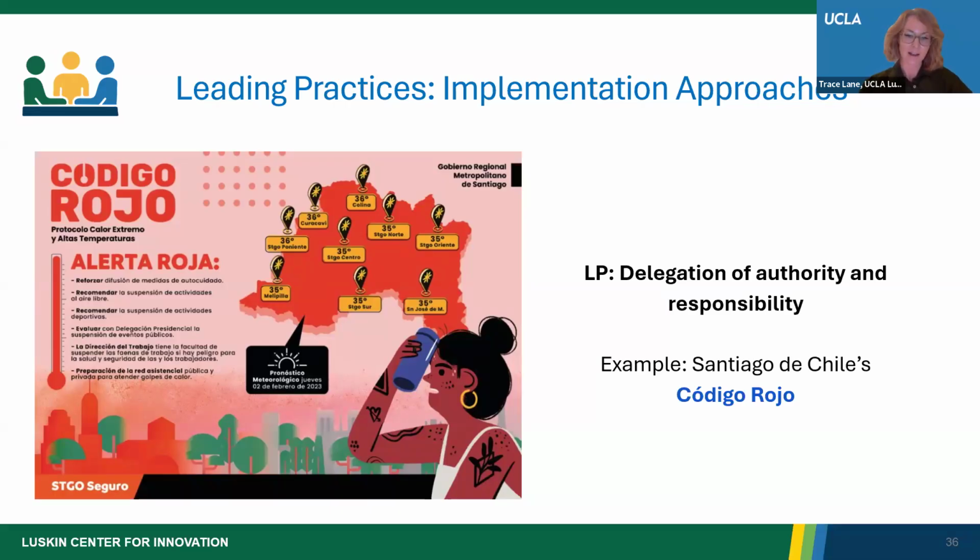Santiago de Chile's Código Rojo, or Code Red, offers an illustration of this leading practice. For example, a Code Red alert confers decision-making authority within specific bodies of government. In a Code Red alert, the Directorate of Labor is permitted to suspend work if it is determined that the heat poses danger to the health and safety of workers. Next slide, please.